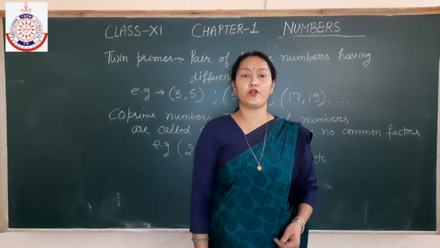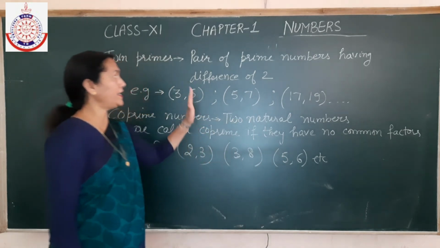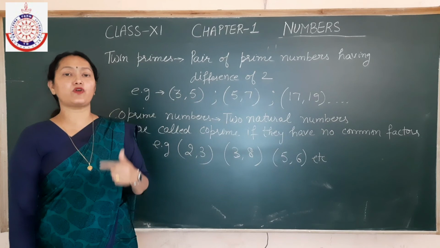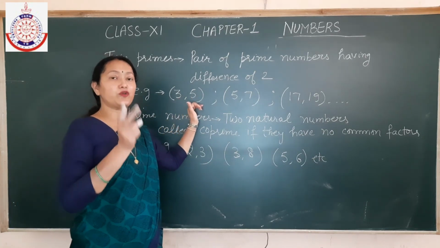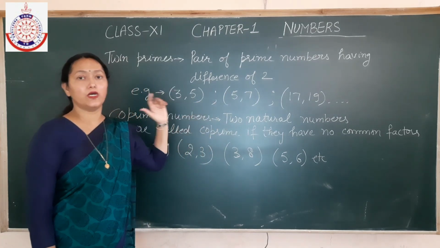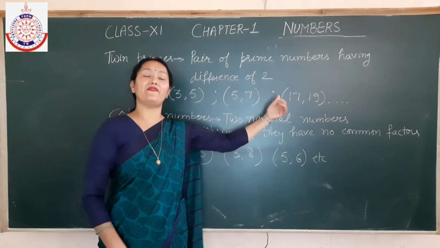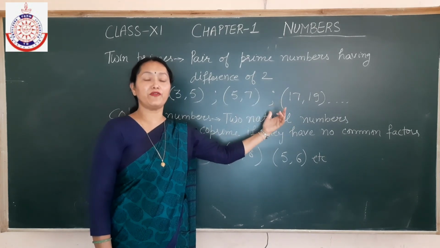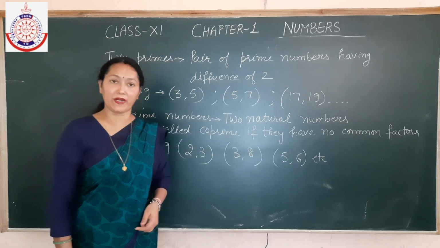Some other facts related to prime numbers. Twin primes. What are twin primes? Any pair of prime numbers that have a difference of 2. This means the numbers should be prime as well as their difference should be 2. For example, 3 and 5. Both 3 and 5 are prime, difference 2. 5 and 7, both are prime, difference is 2. 17, 19, both prime, difference is 2. So such numbers which are prime as well as have a difference of 2 are called twin primes.